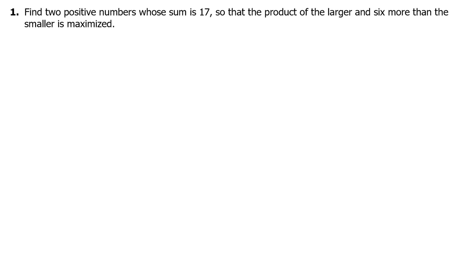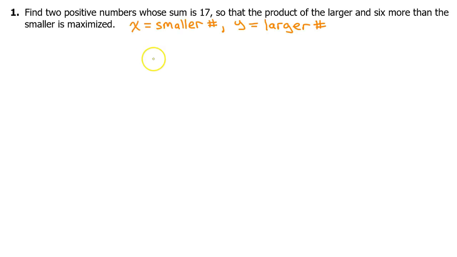Number 1. Find two positive numbers whose sum is 17, so the product of the larger and 6 more than the smaller is maximized. First, define your variables. Let's let x equal the smaller number, and we will let y equal the larger number.